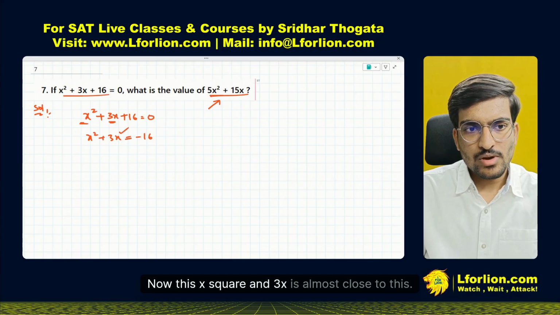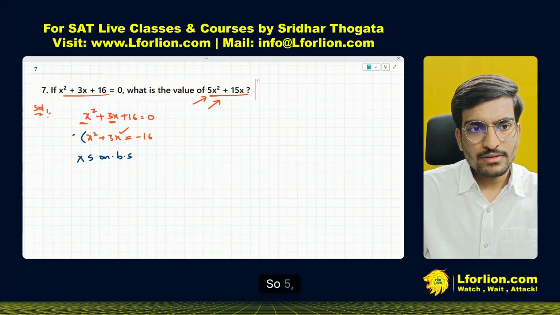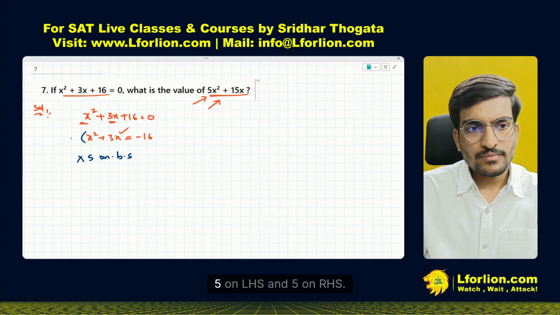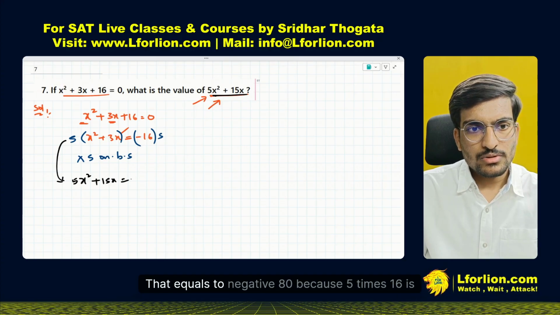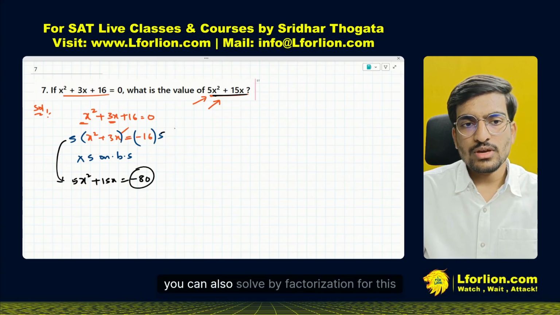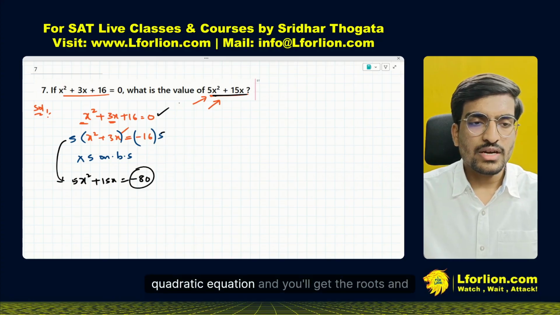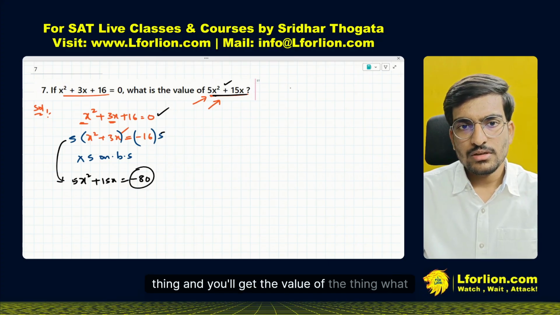Now this x square and 3x is almost close to this, but the difference is if we multiply by 5 on both sides, we get exactly the same thing. So 5 on LHS and 5 on RHS. If we multiply, this will turn into 5x square plus 15x. That's what we need. That equals negative 80, because 5 times 16 is 80. So the value is negative 80. You can also solve by factorization for this quadratic equation, get the roots, and from there substitute the roots into the given expression, and you'll get the value we are looking for.